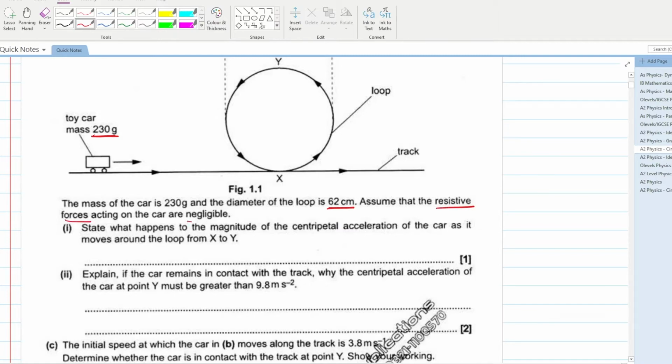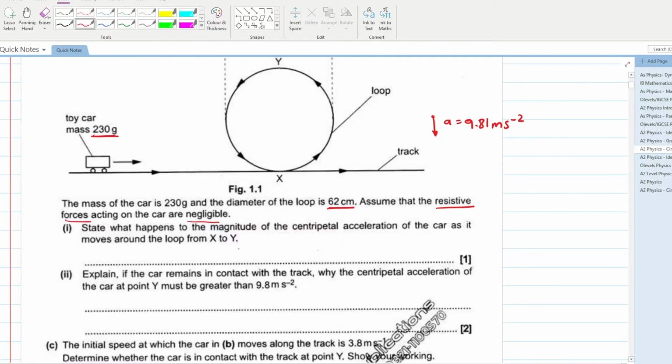This is very important. If resistive forces are negligible, beta, then what will the acceleration be? Due to gravity only. Acceleration will be acting downwards. Why is negligible air resistance written? So that we know that acceleration due to gravity is acting downwards with a value of 9.81 ms^-2.